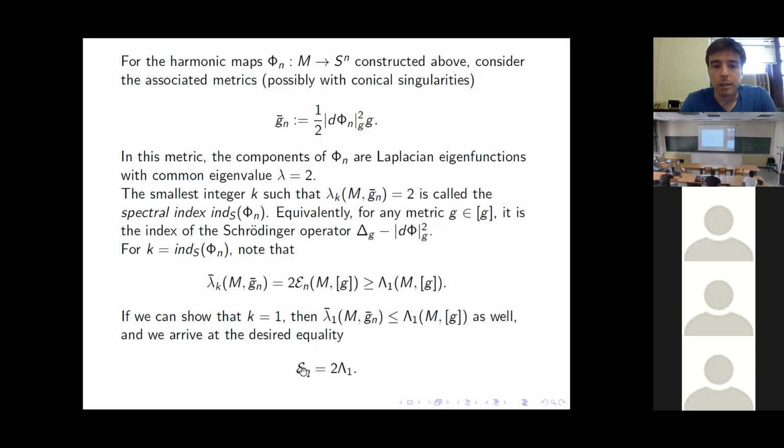The min-max energy is exactly, there's a 2 there, that should be a 1/2. The min-max energy is exactly 1/2 of this conformal supremum of lambda 1. And moreover, these maps are the ones whose metrics achieve the maximum. Okay, so how could we go about doing that?